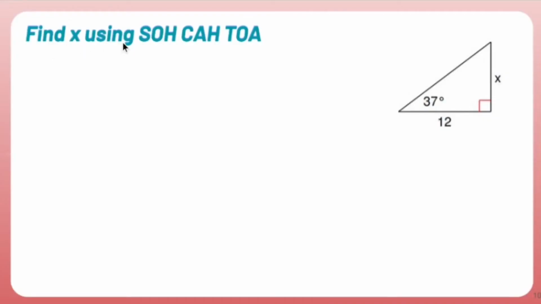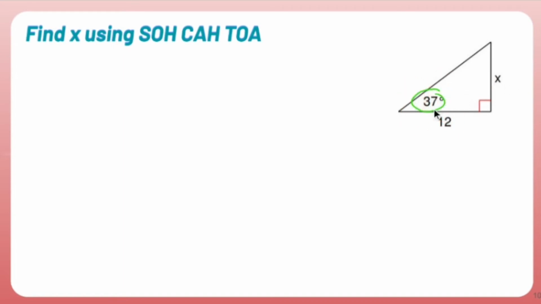Find x using SOH CAH TOA. So SOH CAH TOA means trigonometry stuff, sine, cosine, tangent. I'm given this right triangle here, which is the only time I can use sine, cosine, and tangent in geometry. And I have to find a missing side. Not find an angle, find a missing side.